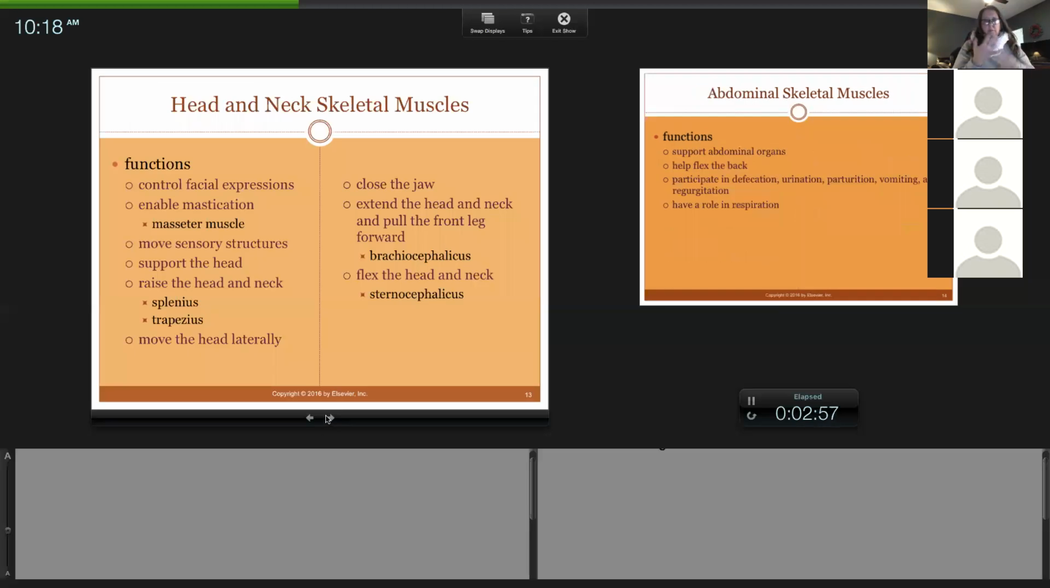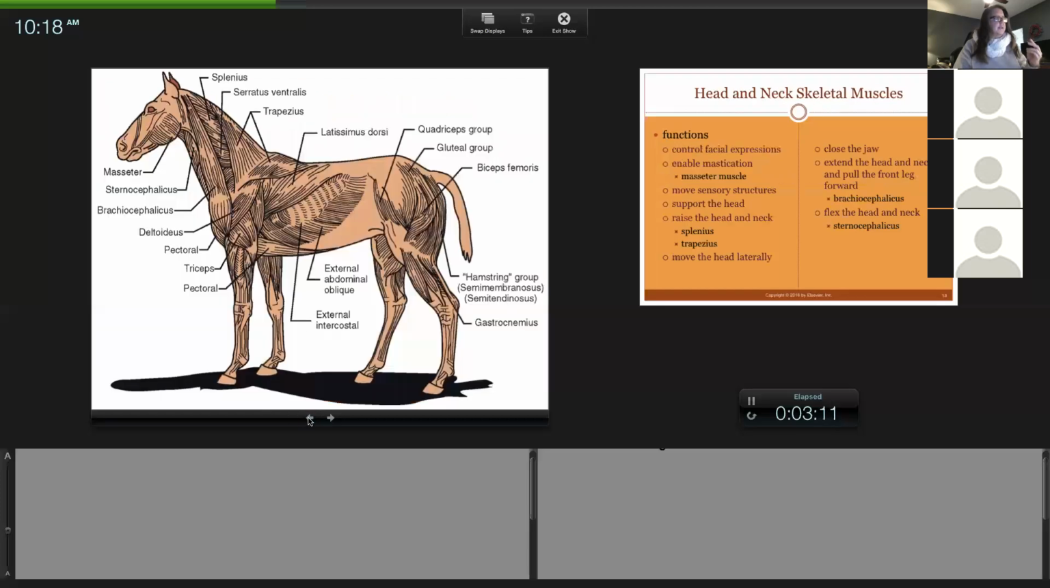Sensory structures like moving the ears, blinking, and actually giving support to the head. Some muscles don't have a lot of movement. Sometimes they're just for support. If we're talking about raising the head and neck, one of the muscles we needed to know was the trapezius. Now, if you look up here, the trapezius is right here, and it looks like a trapezoid.